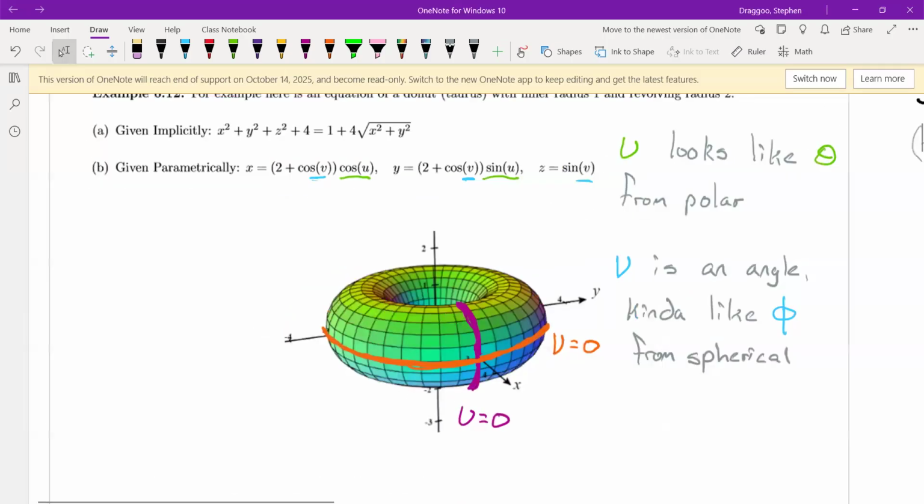We're told that we have this parametric set of equations. We also have the implicit function listed above that, but that can be a bit of a bear.